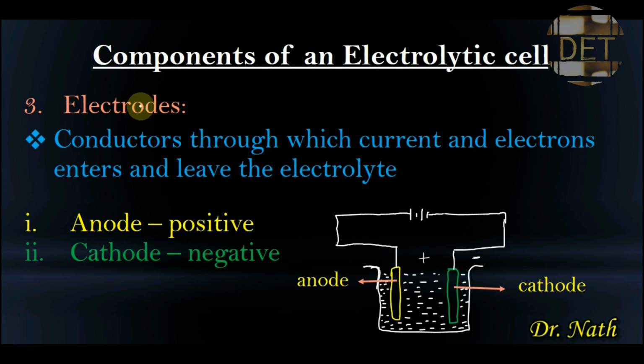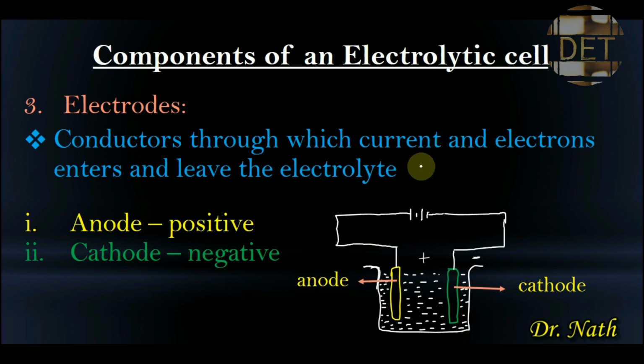And like I said, the electrodes are in two forms. We have the anode and the cathode. The anode is the positive electrode, while the cathode is the negative electrode. The electrodes are conductors through which current and electrons enter and leave the electrolyte. So this must be noted.